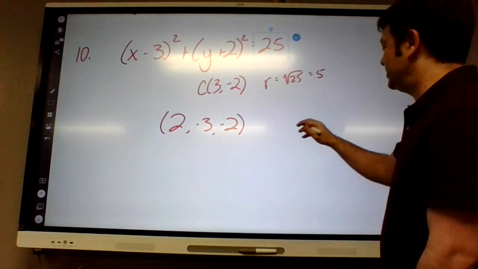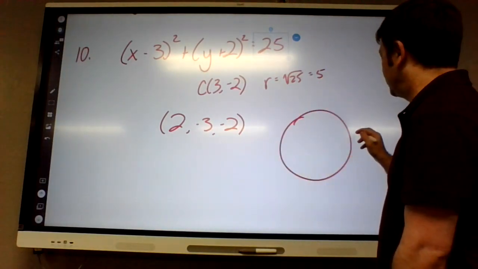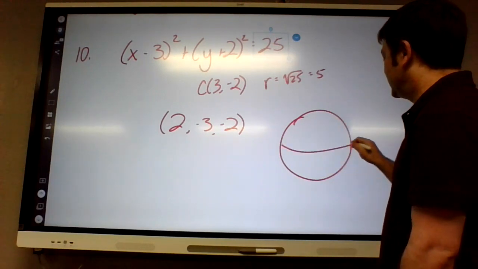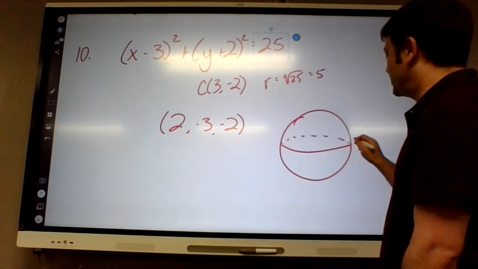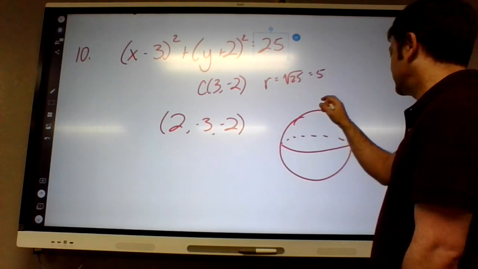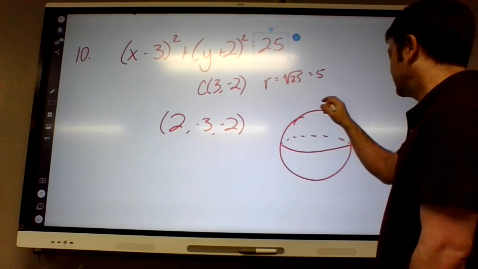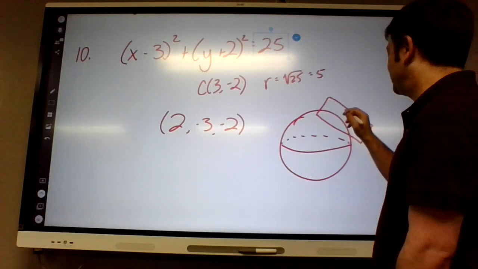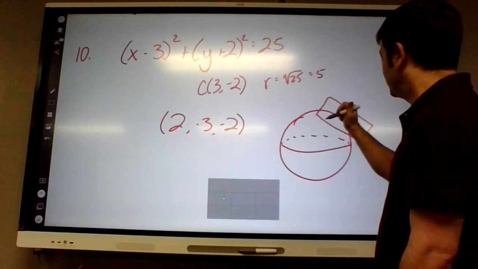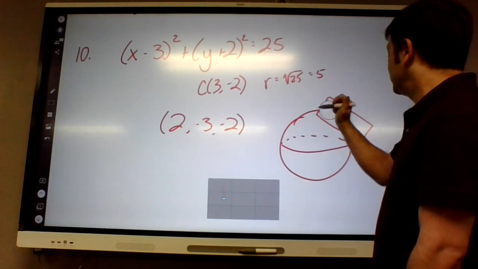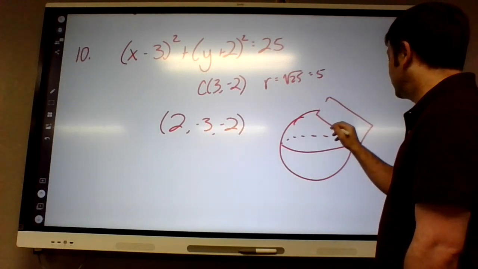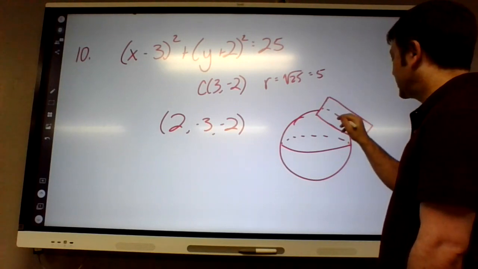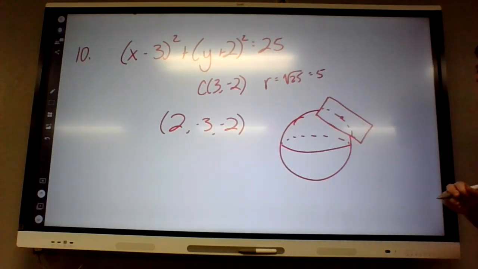if you have a plane, I can't draw it, that's tangent to a sphere. You guys remember what tangent means? Isn't it right against and it's not going through? It touches at one point. It barely touches at one point, basically is what tangent means.